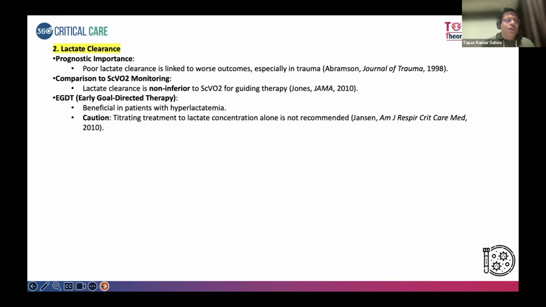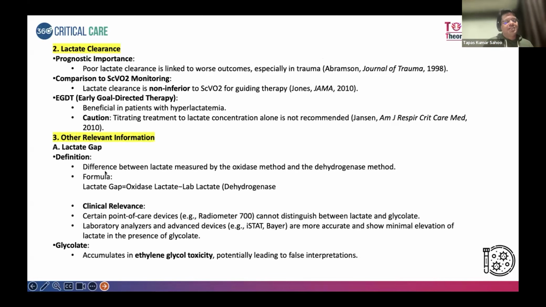but with high lactate level. Now, lactate clearance, as I have already told, there have been a lot of studies correlating poor lactate clearance with worse outcomes, especially in trauma. Then lactate clearance is non-inferior to your mixed venous oxygen saturation or central venous oxygen saturation for guiding therapy, and EGDT is beneficial in patients with hyperlactatemia. But only targeting to treat lactate concentration in your body is not at all recommended as per all the major trials. And there is another terminology that you need to remember, which is lactate gap.